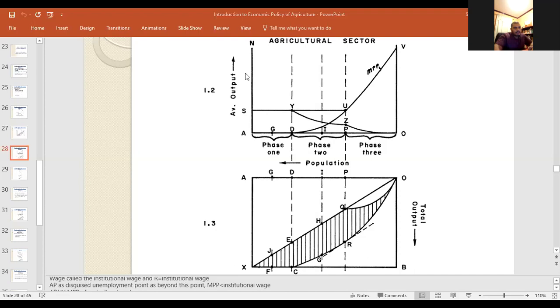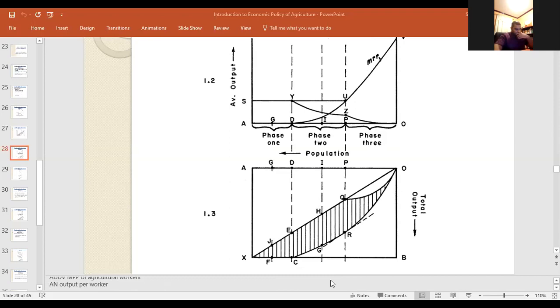So anytime you have an economy in this situation, which is categorized as being phase one or phase two in this model, persons are seen as having the condition of disguised unemployment. And this, of course, is a situation where the institutional wage which they are being paid exceeds the marginal physical product. Now, remember, in the agricultural sector, these persons who are disguised unemployed are not being paid according to their marginal productivity. They're actually being paid in accordance with this concept called an institutional wage.